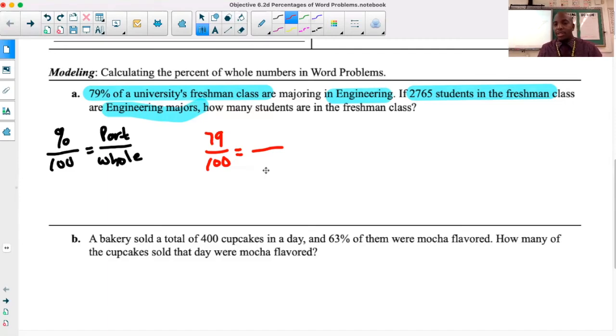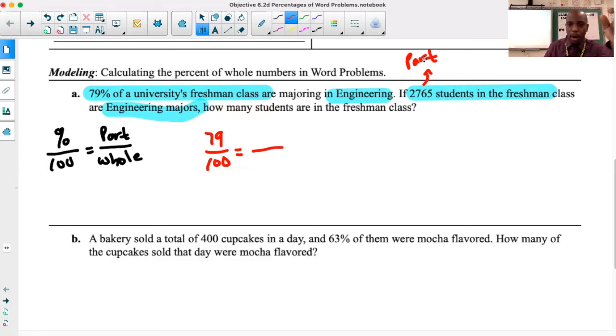The next question we have to ask ourselves is, if 2,765 students in the freshman class are majoring in engineering, does that mean that's a part or a whole? Keep in mind, we're talking about the freshman class, and specifically the people majoring in engineering. Does that represent 100% of the students in the freshman class? The answer is no. But when I zoom in, I see a part of the freshman class is engineering majors. So the 2,765 is a part, because it's part of the freshman class. It's not the entire freshman class.